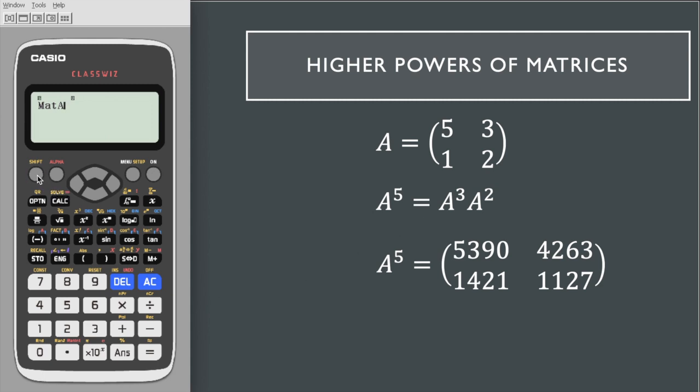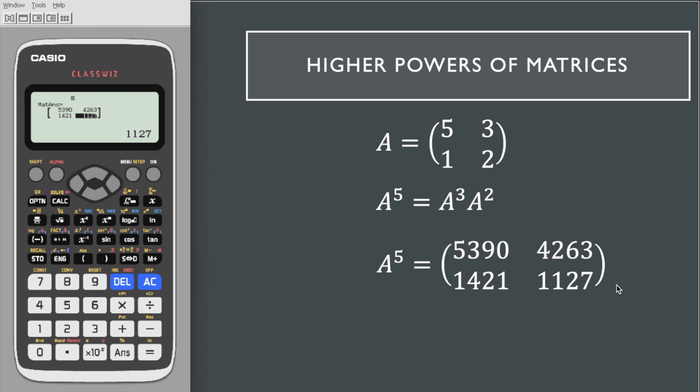So to do that we press Shift, then press x squared, and we get matrix A all raised to the power of 3. And then if we press the multiplication key, we can then multiply this by matrix A raised to the power of 2. So if we press option, then select option 3 again for matrix A, then we can press the x squared key to raise this to the power of 2. Press equals, and as you can see, we end up with our first entry of 5,390, which is correct, 4,263, which is also correct, 1,421, and lastly 1,127, which is what we've got here.